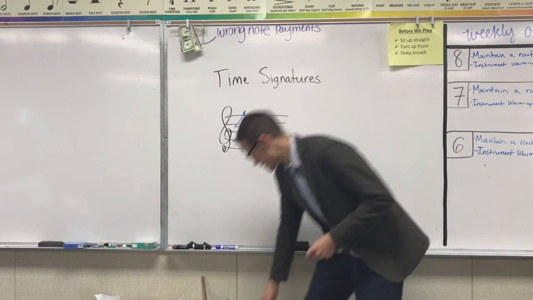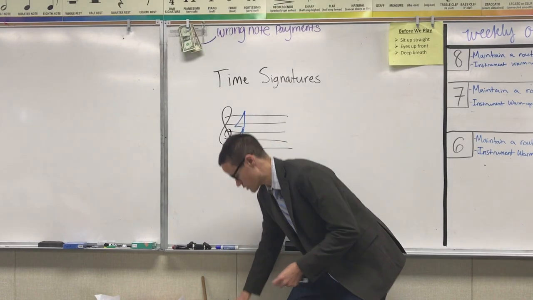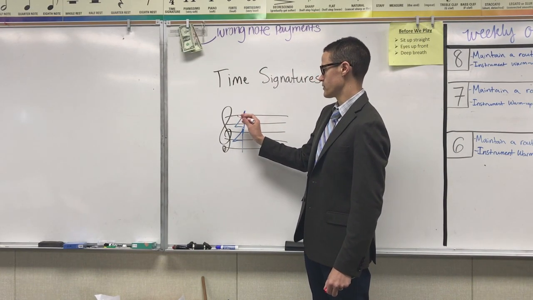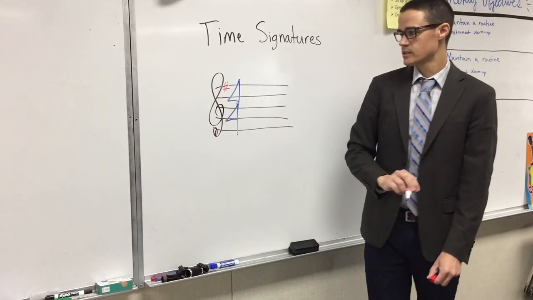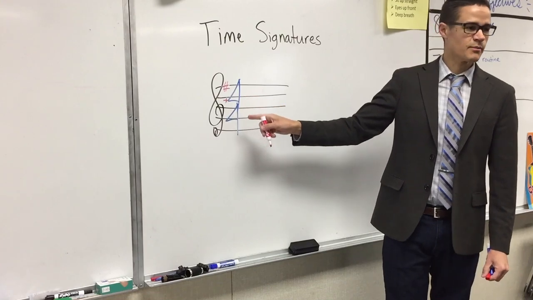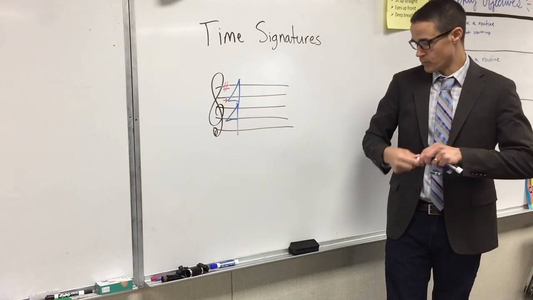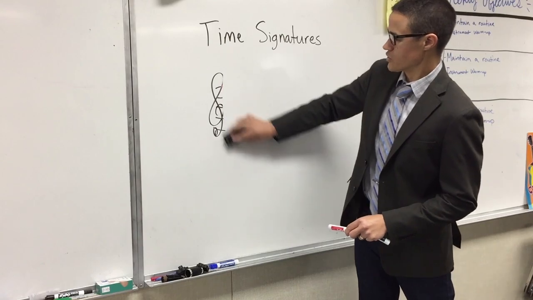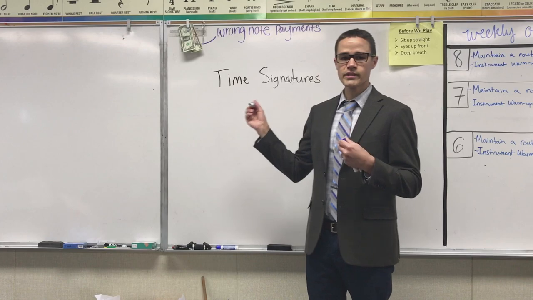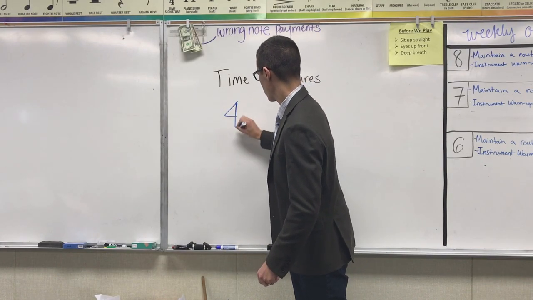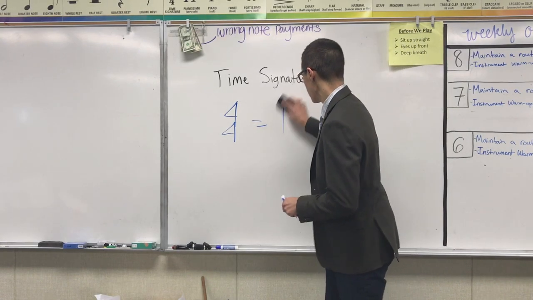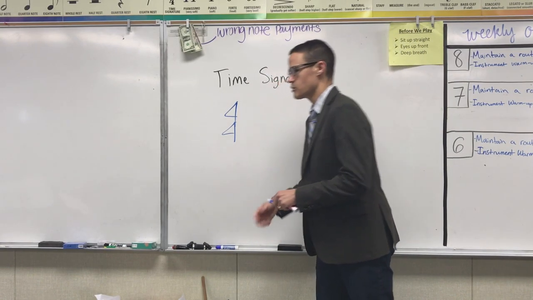Not to be confused with the key signature, which would imply sharps or flats in this area right here. Say if we have one sharp, it might be right up there, and so on. So we have clef, key signature, but we're going to talk about the time signature briefly here. When we have a time signature, like I mentioned before, it looks like a fraction. So we have 4/4. If we have a fraction 4/4, that would equal 1, right? Excellent. But in music, it's going to mean something a little bit different.